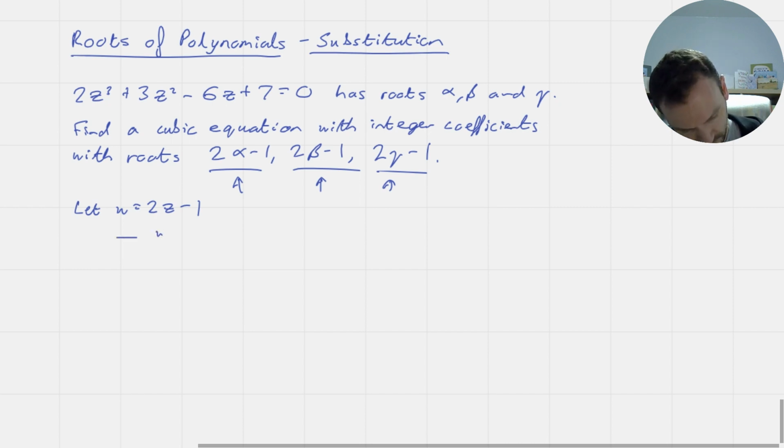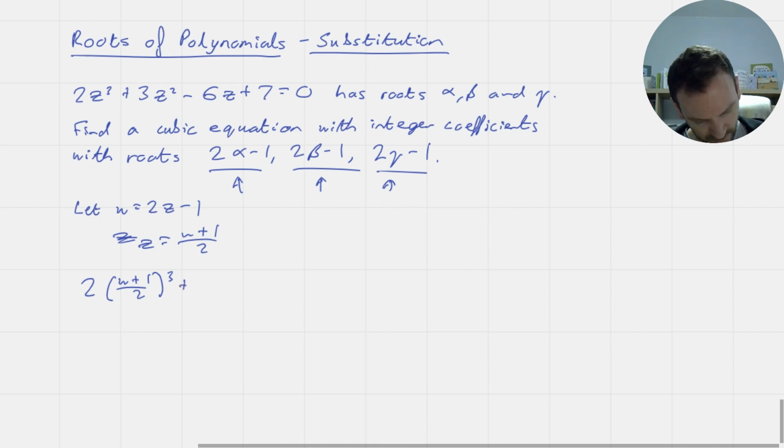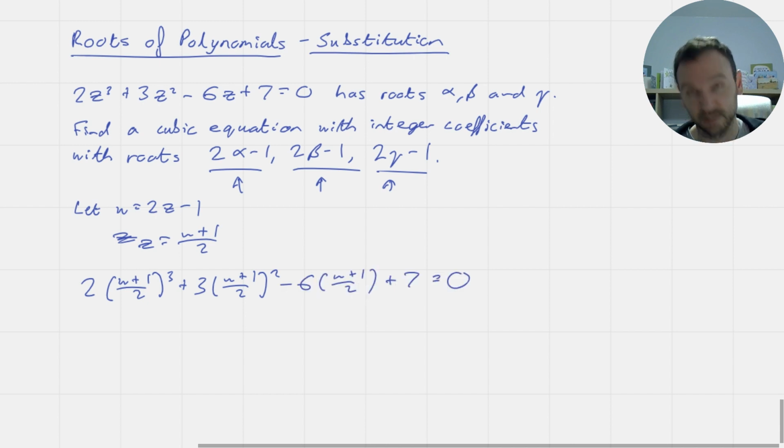Sorry, something went wrong with my pen there. We're going to say that z is equal to w plus 1 over 2, so adding 1 to both sides and dividing by 2, and substitute this into our original equation. So we'll end up with 2 brackets w plus 1 over 2 all cubed, plus 3 brackets w plus 1 over 2 all squared, subtract 6 brackets w plus 1 over 2, and then plus 7 equals 0, just from going back to our original equation and replacing all our z with w plus 1 over 2.